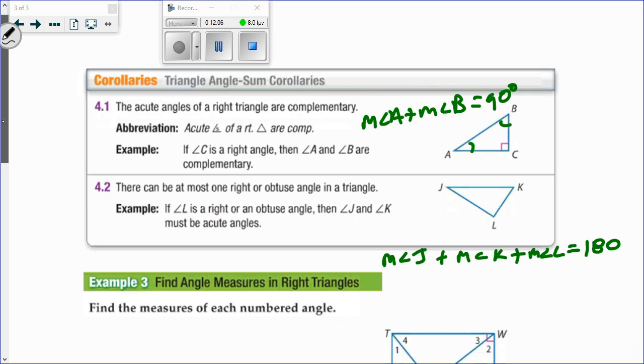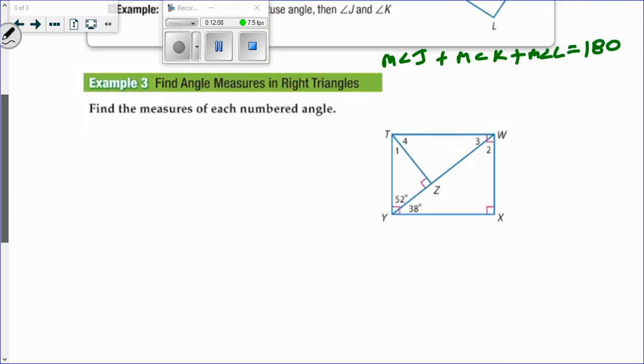Okay, so let's continue. Find the measures of each numbered angle. Our pictures seem to be getting more and more complex here, but we should be in good shape. So down here, let's start with angle 1. We've got 52. We've got 90 here. All three of those need to add to 180. So we have 180 total. Subtract 90. Subtract 52. We should get the measure of angle 1 is 38 degrees.